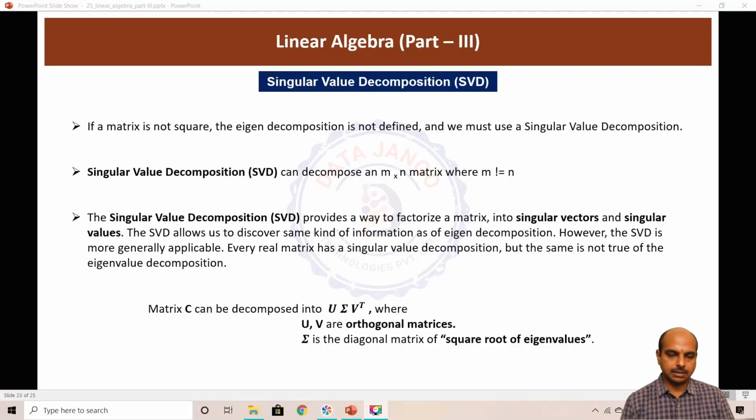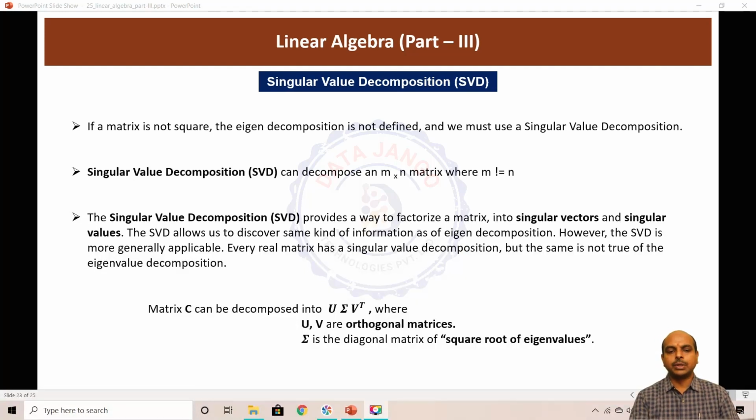Hello and welcome back. Let us understand what singular value decomposition is. I said singular value decomposition is a more generalized form of eigenvalue decomposition. We will understand why that is. Eigenvalue decomposition can be done on a square matrix only. Singular value decomposition can be done on any matrix of size m by n, where m is not equal to n.